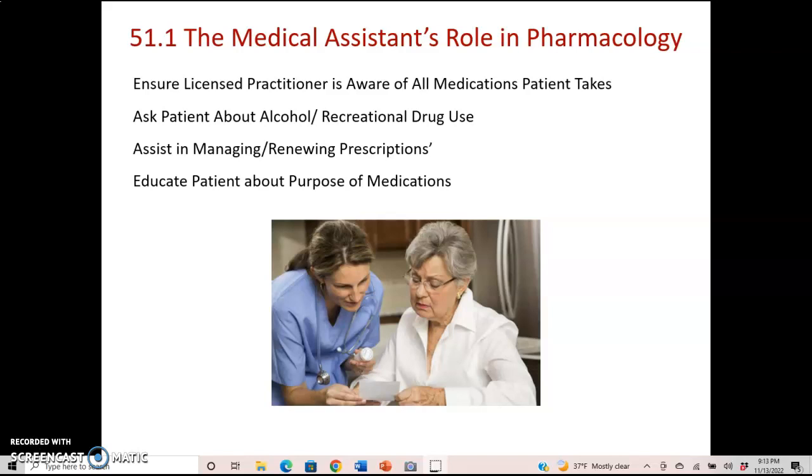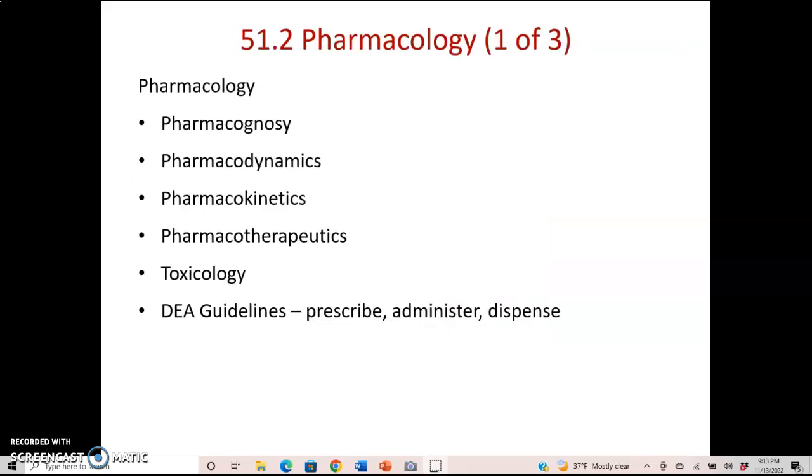So the book does mention scope of practice, like how much you're allowed to do, right? And it's important to know what your scope of practice is so that you stay within the legal rights of your position. So to be able to talk about medications to a patient, you must have a basic understanding of pharmacology. So what is pharmacology? Pharmacology is the study of drugs.